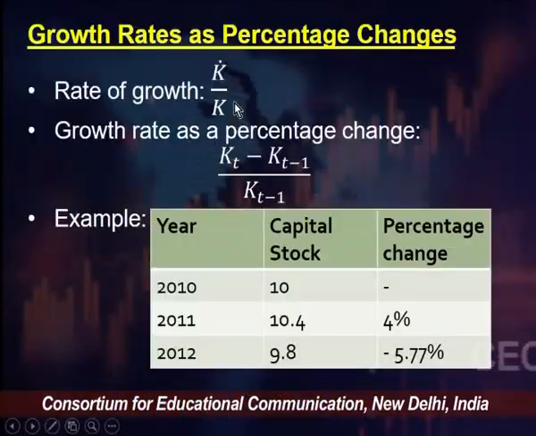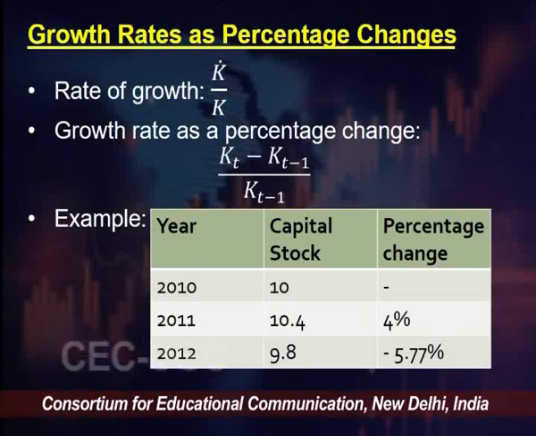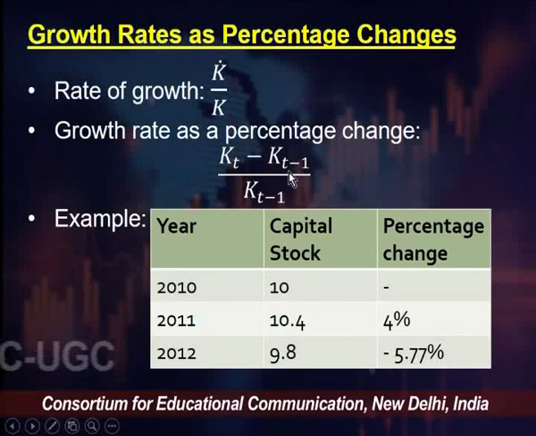So, our definition of the rate of growth in terms of derivatives is K dot by K. The way to think about it is that when you look at growth rate as a percentage change, you look at the capital stock at time period T, subtract from that the capital stock in the previous time period T minus 1. So basically the change in time that you're taking is 1 period, and then you divide it by the original capital stock, which is our starting point, K at T minus 1.